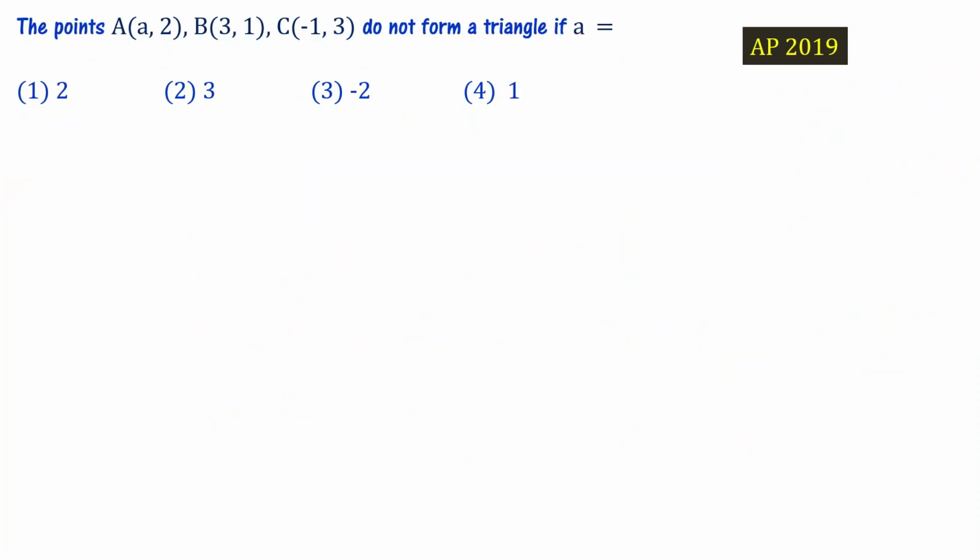The points A, that is a comma 2, B, that is 3 comma 1, and C, that is minus 1 comma 3 do not form a triangle if A equal to what? For what value of A the given 3 points do not form a triangle? This is a problem given in AP POLYCET 2019.